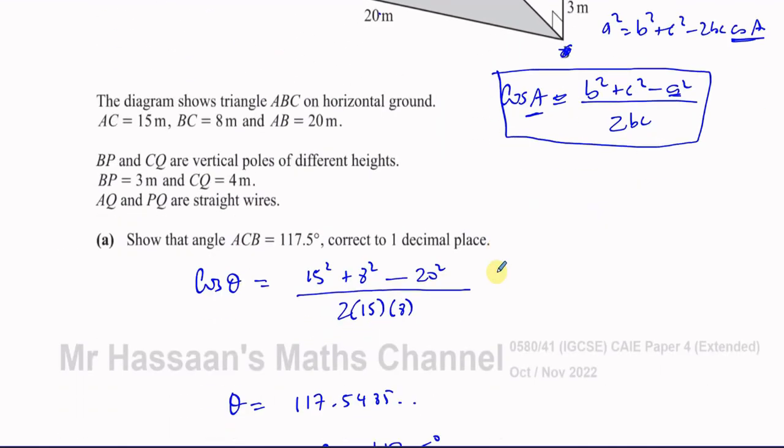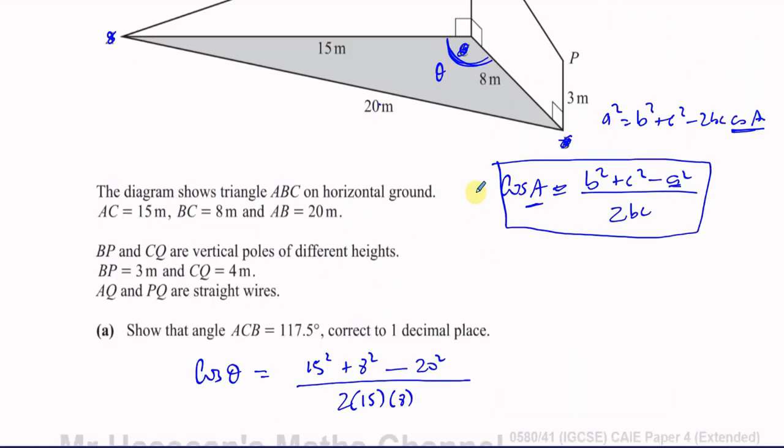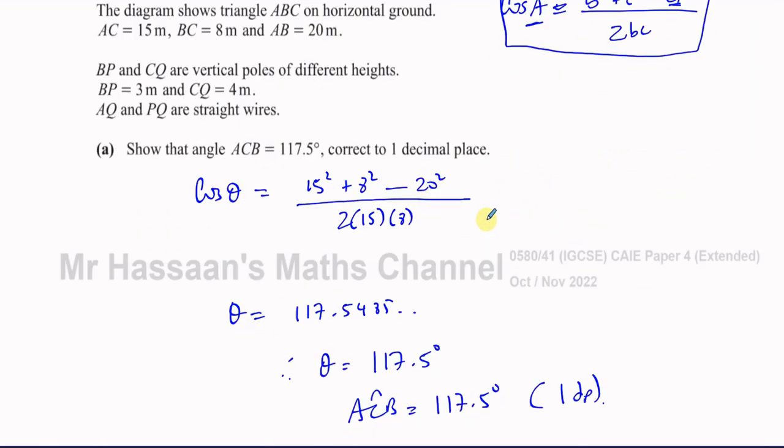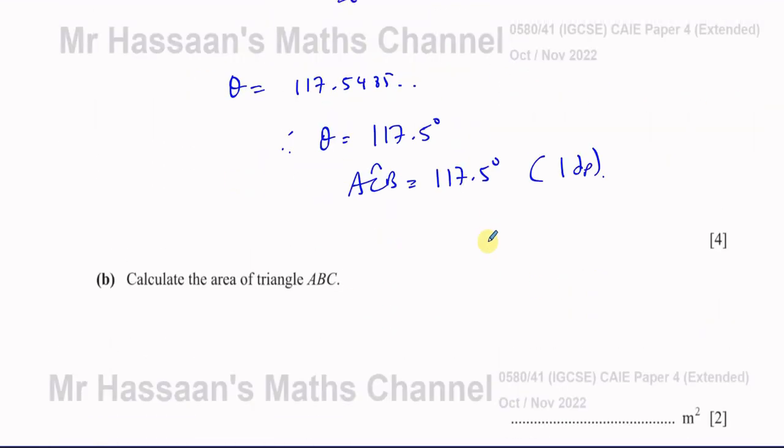Now, part b says, find the area of this triangle ABC. To find the area of a triangle that's not right-angled, we use the formula that the area is equal to a half times a times b times sine C, where a and b are the two sides that make the angle that you know, and C is the angle that you know in the triangle.